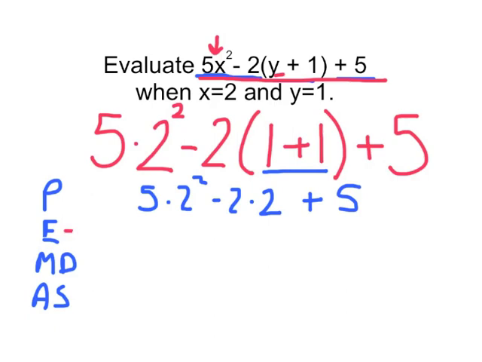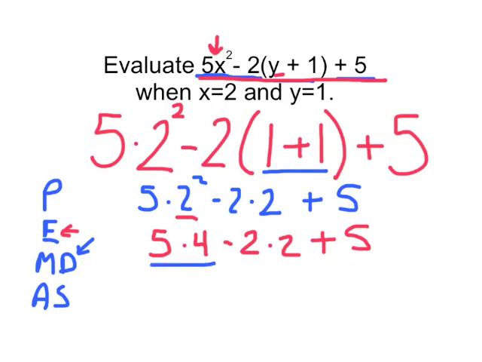Now I'm on exponents. I only have one exponent, 2 squared. 2 squared means 2 times 2, which means 5 times 4 minus 2 times 2 plus 5. Now I'm at multiplying and dividing. I got to start on the left and do all multiplication and division. 5 times 4 is 20, minus 2 times 2 is 4, plus 5.